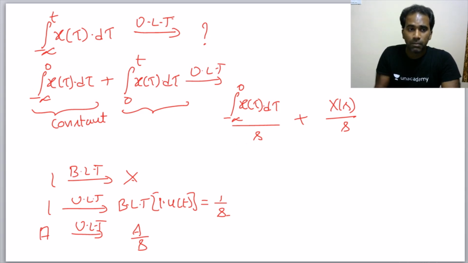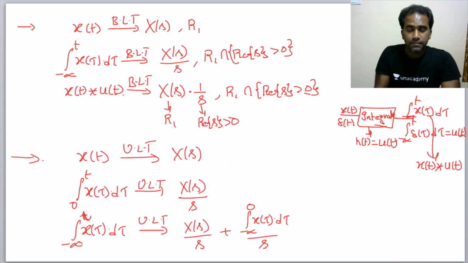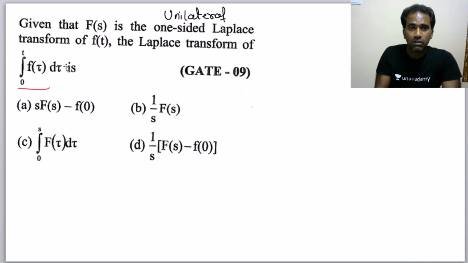So this is the property for unilateral Laplace transform if the limits are from minus infinity to small t. If the limits are from 0 to t, then exactly this is the answer. Now let us solve this question. Since they are asking from 0 to t only, you can say that it is option B.